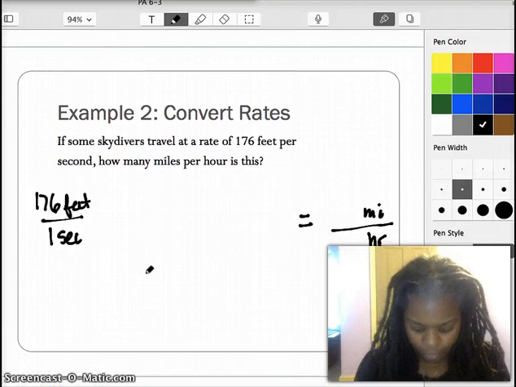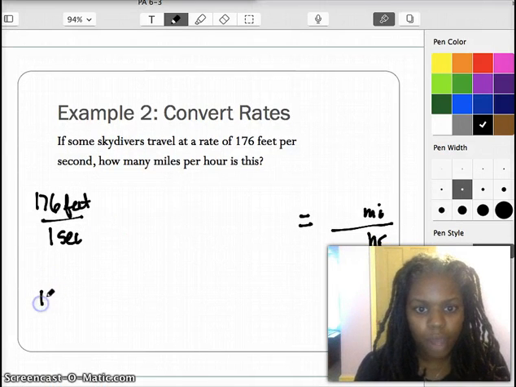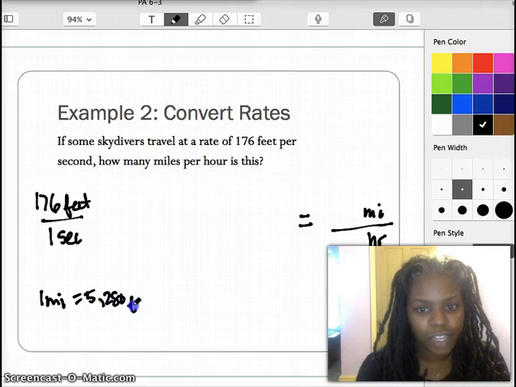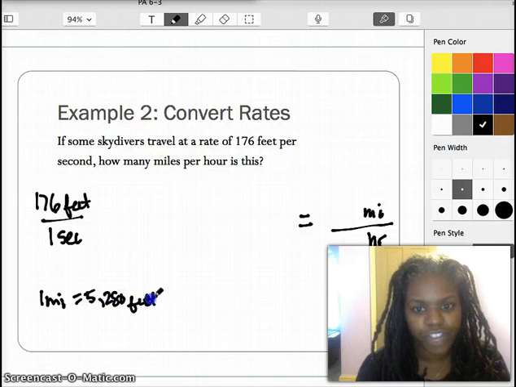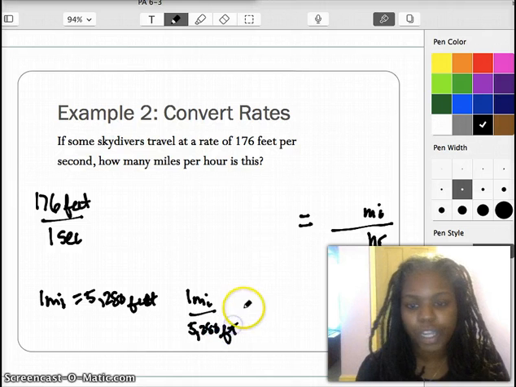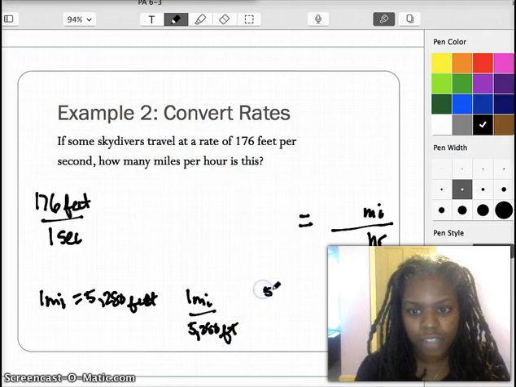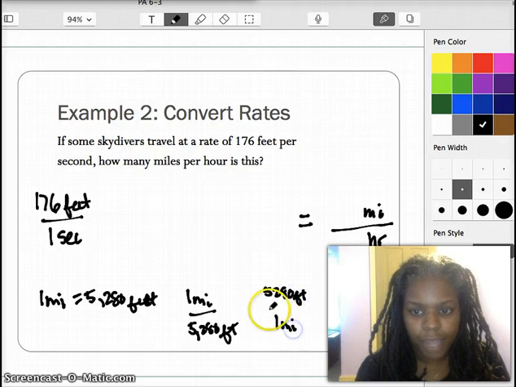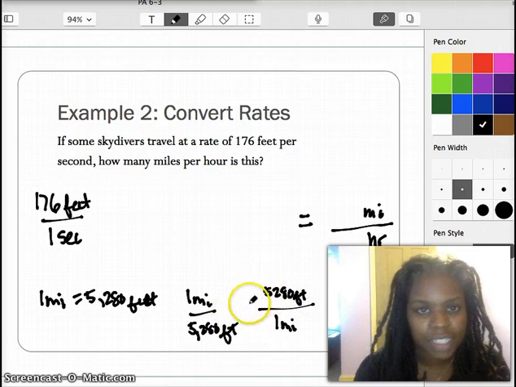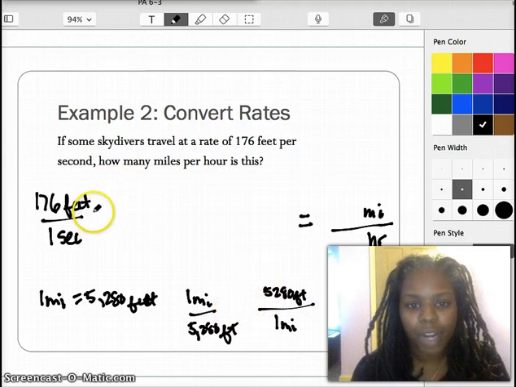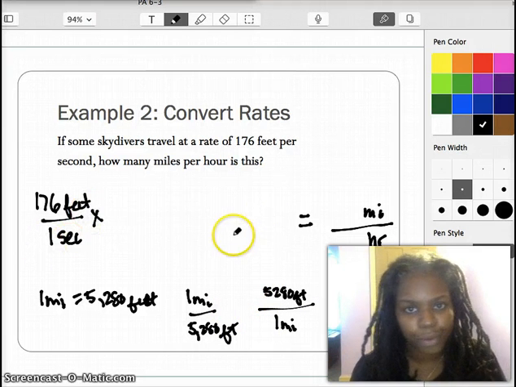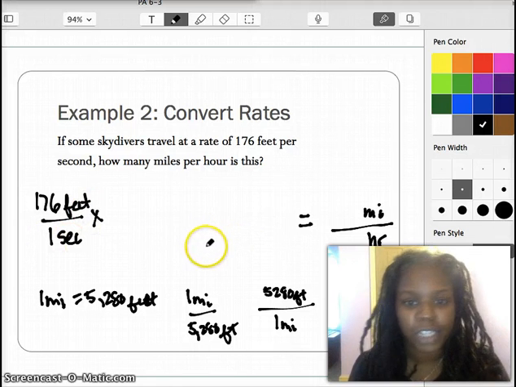So I'm going to use that bit of information. 1 mile is equal to 5,280 feet. What are the 2 conversion factors that we can make out of this? Well, we can do 1 mile to 5,280 feet, or we can do it the other way, 5,280 feet to 1 mile at the bottom. Both of these are equivalent because it's like having the same number over the same number. And when I do that, I know that multiplying through is not going to be a problem. I'm not changing the value, but I am changing the units.